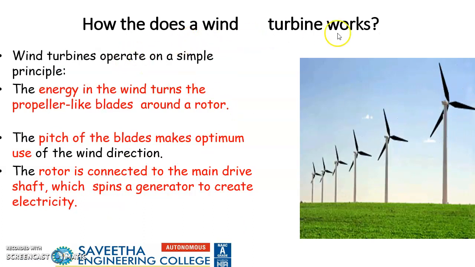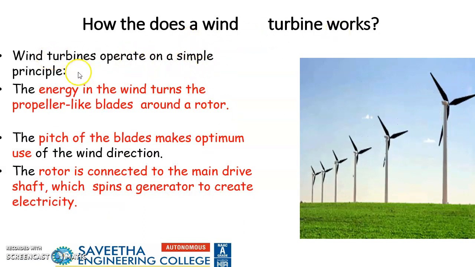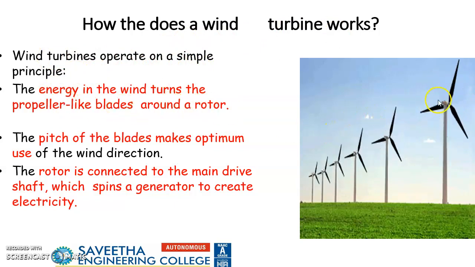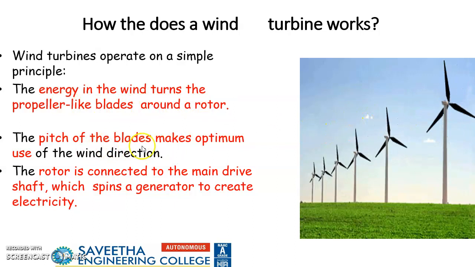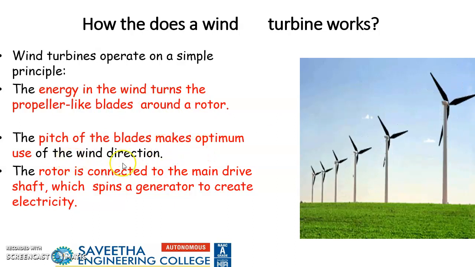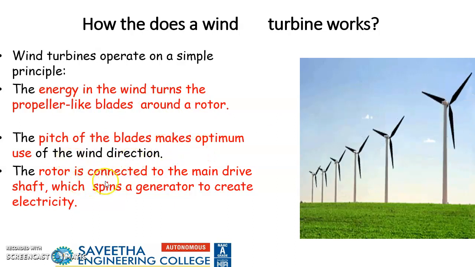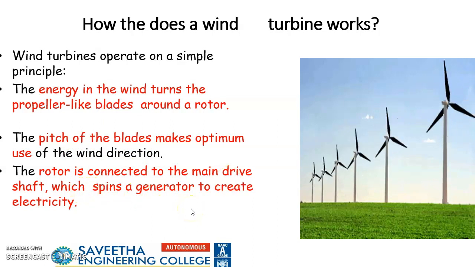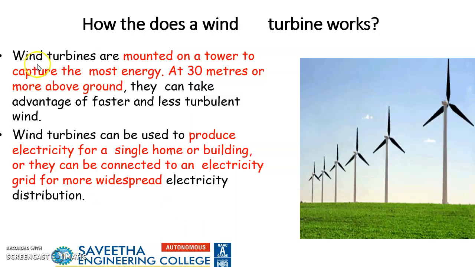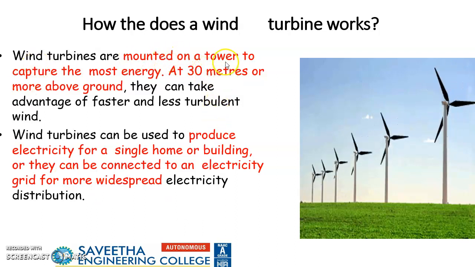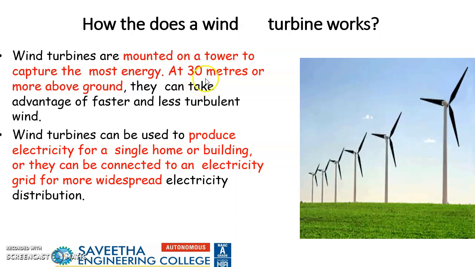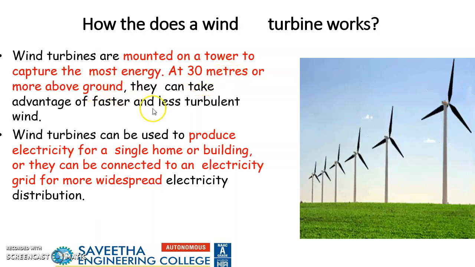So how does a wind turbine work? A wind turbine operates on a simple principle. The energy in the wind turns the propeller-like blades around the rotor. The pitch of the blades makes optimum use of the wind direction, and the rotor is connected to a main drive shaft which spins a generator to create electricity. Wind turbines are mounted most probably on a tower to capture the most of the energy. As I told you, 30 meters or more above the ground.